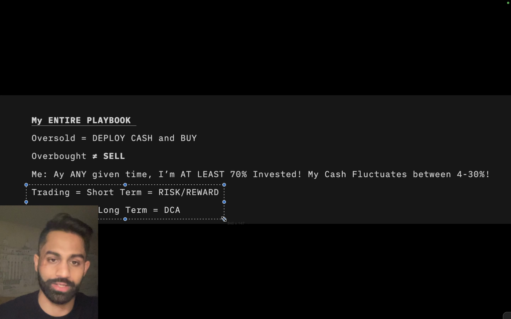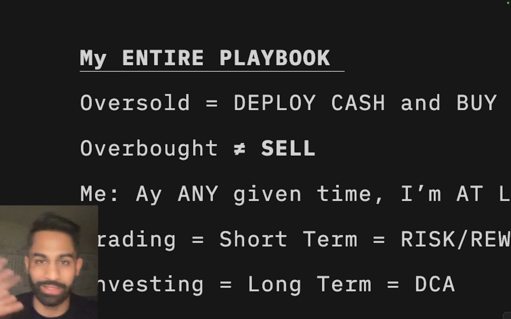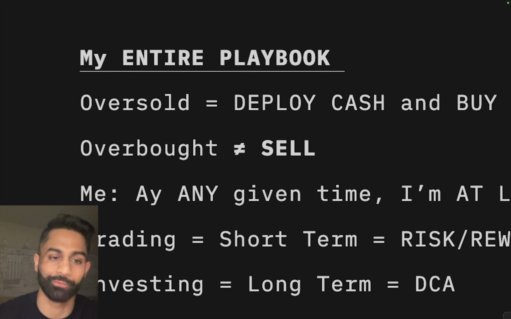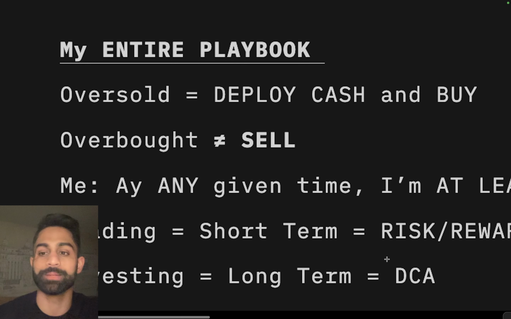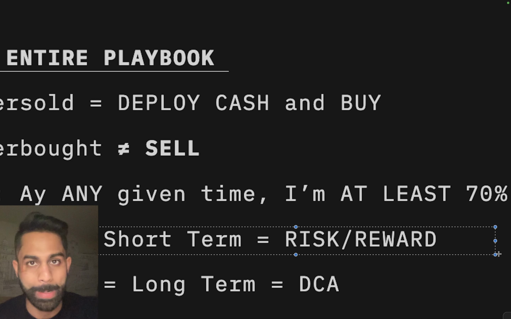So here's the difference. When we are doing our analysis and I'm going over overbought and oversold and volatility, I'll go over the indicators, what I look for and what I share. It is simply coming from a short-term risk-reward perspective. That is it. That is literally it.